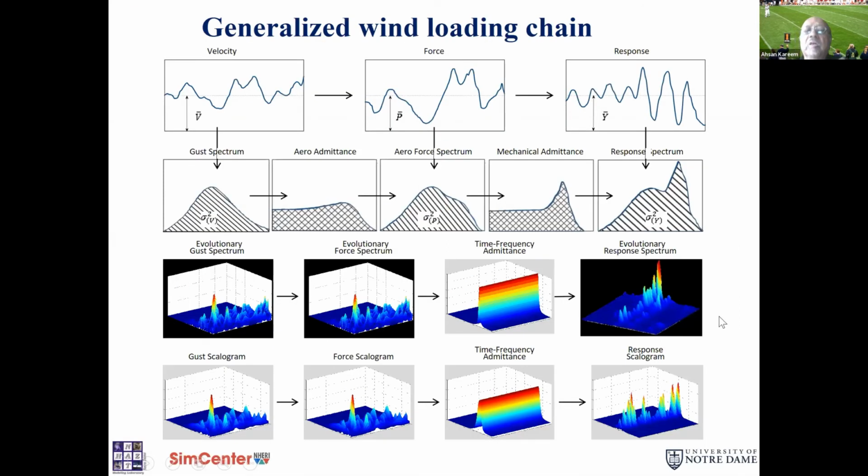Coming back to researchers who are more excited to do new things, the one on the top was from 1963. Professor Alan Davenport set up the framework for what we call the wind loading chain. But this is only good for stationary winds and linear forces and everything. We have extended that in the bottom, which I call a generalized wind loading chain, which represents a time frequency rather than just the frequency. So it's a time frequency, an evolutionary gust spectrum. So it tells you with time how the energy in the wind changes.